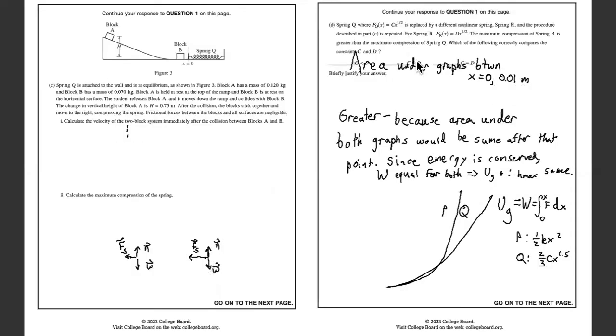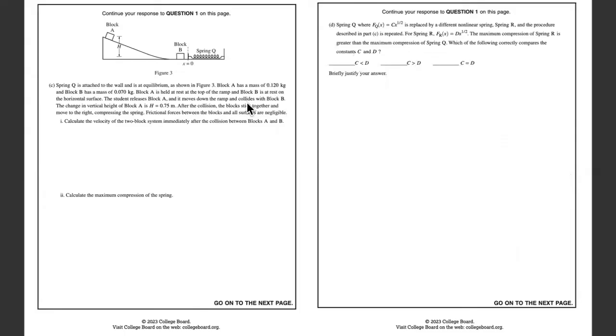So on the next page, what we have is another situation where we have two blocks. Block B is not yet compressing the spring, and block A is at the very top. And what we want to do is calculate the velocity of the two-block system immediately after the collision. How do we do this? Well, this is a classic energy momentum problem right here.